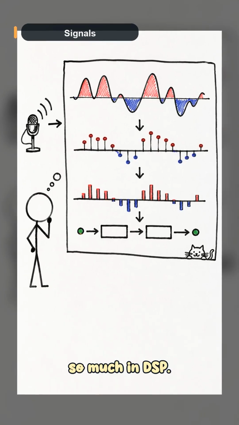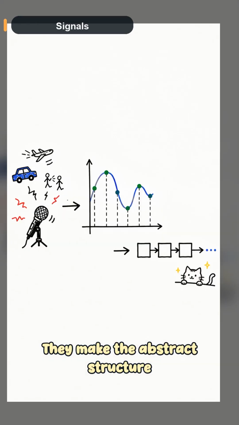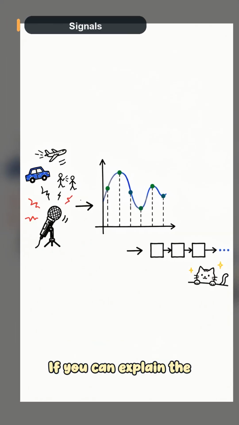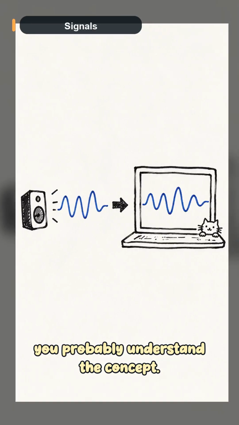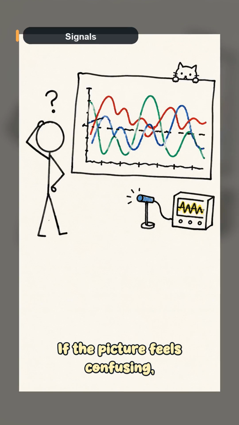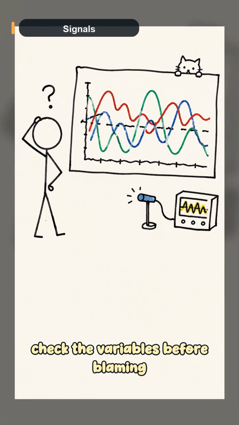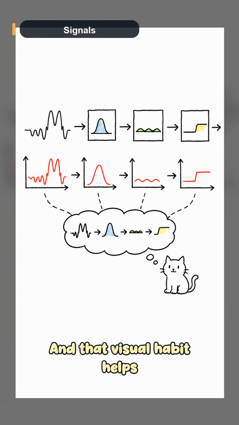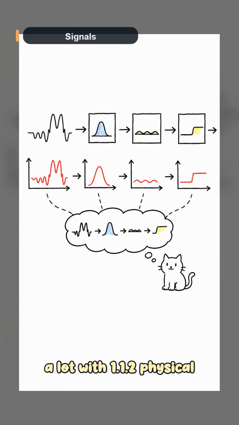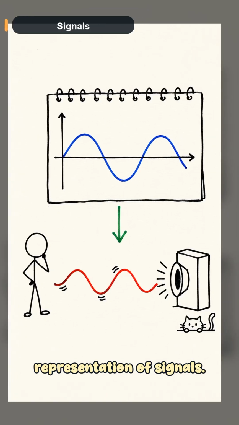That is why pictures matter so much in DSP. They make the abstract structure visible before the equations arrive. If you can explain the picture in plain language, you probably understand the concept. If the picture feels confusing, check the variables before blaming the math. Engineers read diagrams as compact reasoning tools, and that visual habit helps a lot with 1.1.2 physical representation.